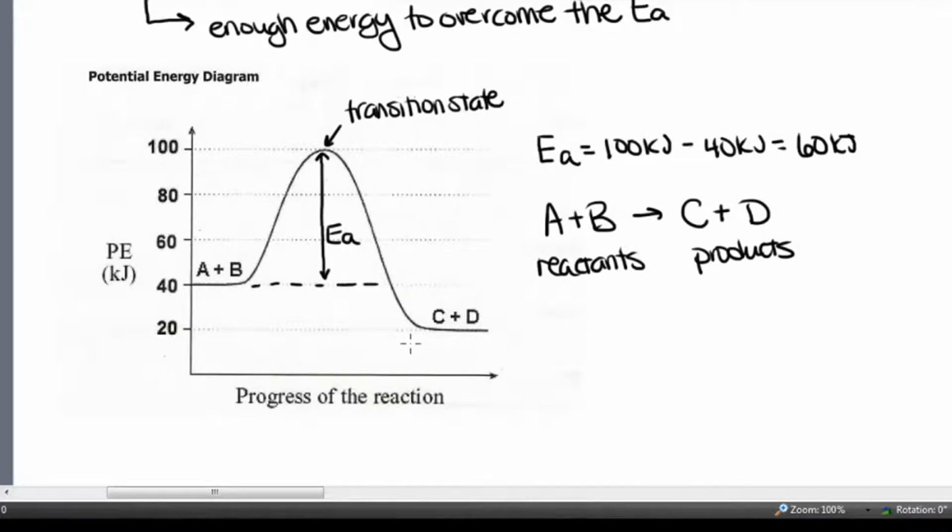Now, the difference between how much energy the products have versus how much energy the reactants have is going to help us determine whether or not this reaction was endothermic or exothermic. But I'm getting a little ahead of myself. Let's first define some of these variables that I have shown you here on the diagram.